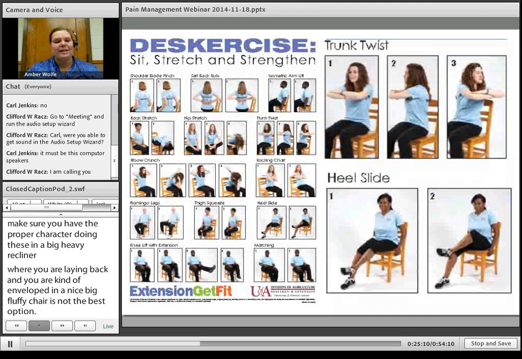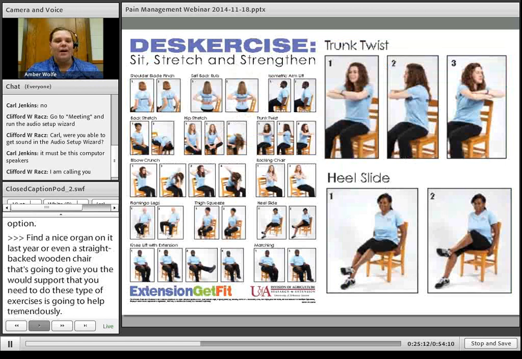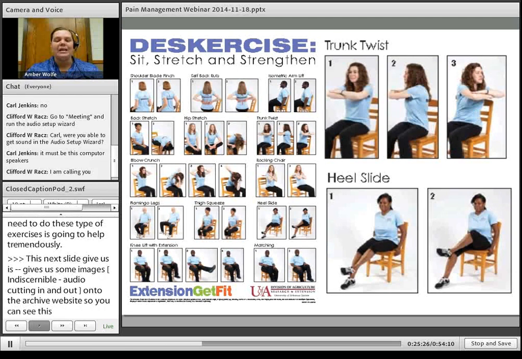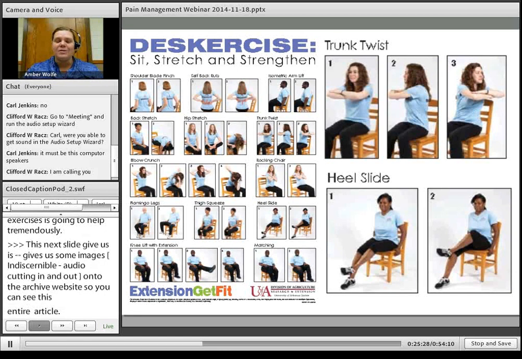So this next slide gives us some images of these desk exercises, and we have attached this link as well onto the archived website so you can see this entire article. The article also includes individual instructions for each of these exercises. So you'll see that I've included here the trunk twist and the heel slide. These are just simply the images, and the instructions for those would be found on this resource.